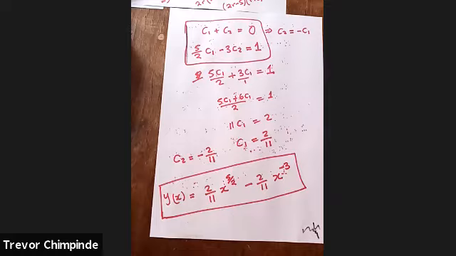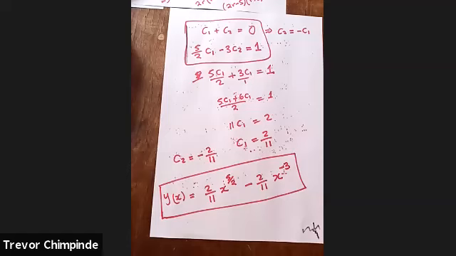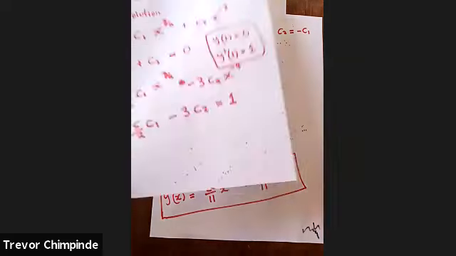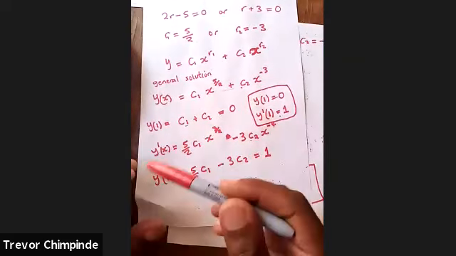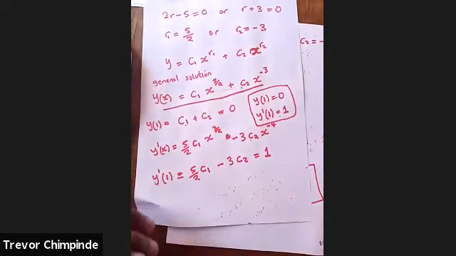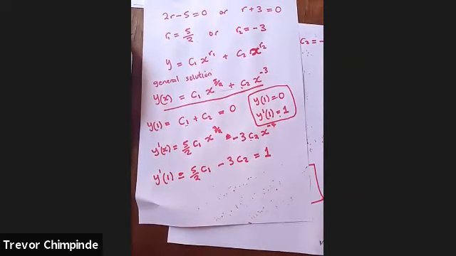Sir, on Euler equations, am I always going to be given conditions like y(1) equal to 0 and y prime of 1 equal to 0? Not always. These initial conditions can be given. If you're not given, then your solution will just end at the general solution, meaning you won't go ahead to find what your constants C1 and C2 are.